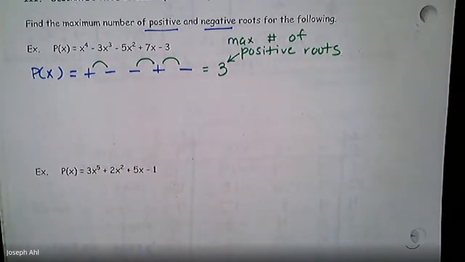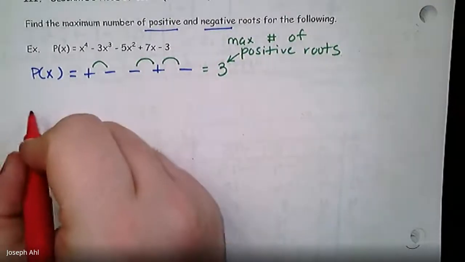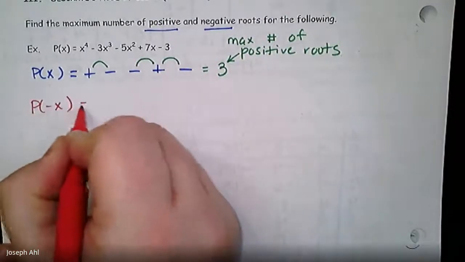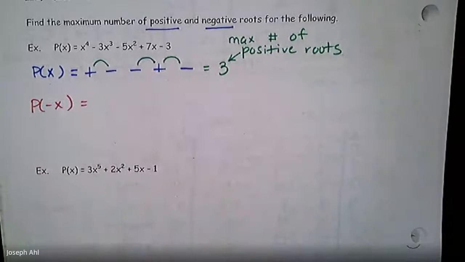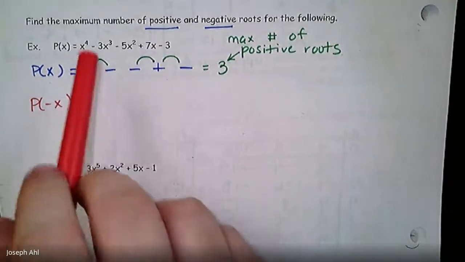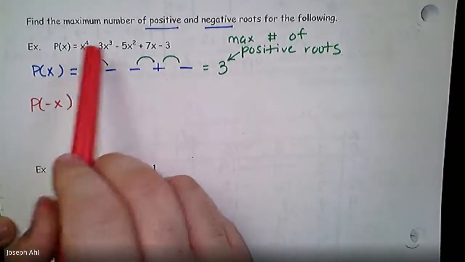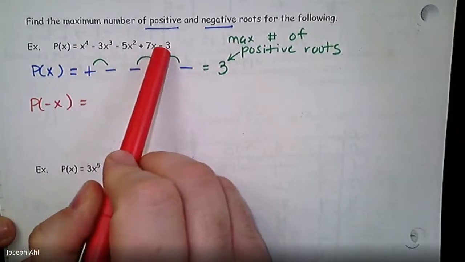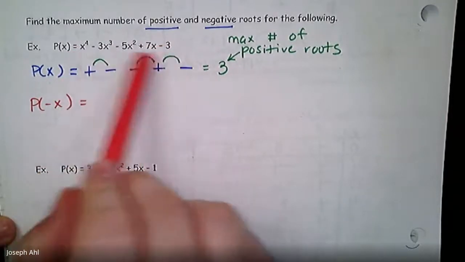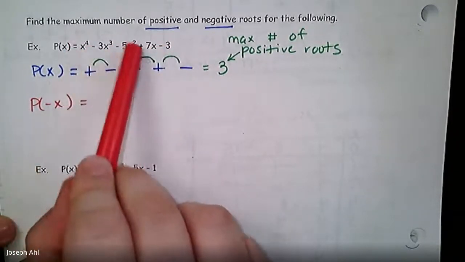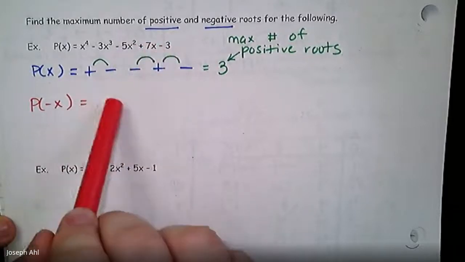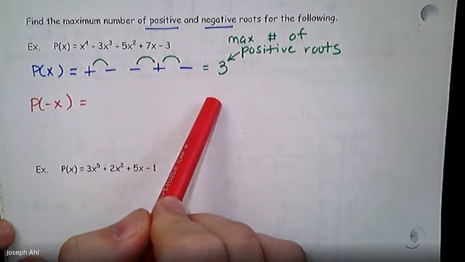So then we have to write down something called p of negative x. To figure out the maximum number of negative roots that this could have, we're going to consider what the signs would look like for p of negative x. So p of negative x says let's plug in a negative x everywhere we see x. And we've done that before with symmetry tests, haven't we? We've replaced all our x's with negative x's and then determined what the resulting polynomial looks like.